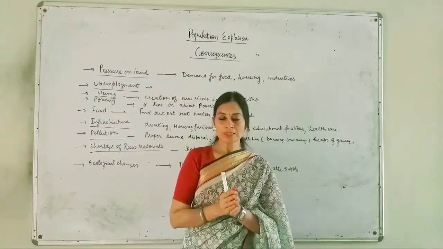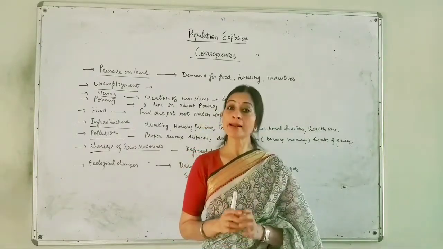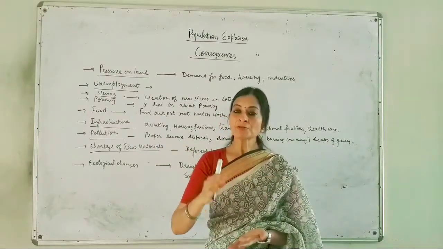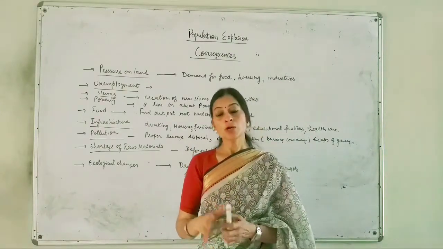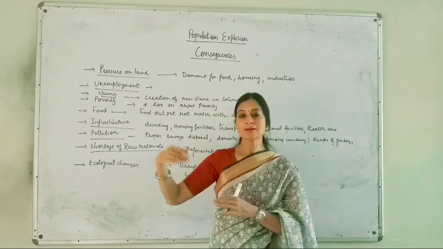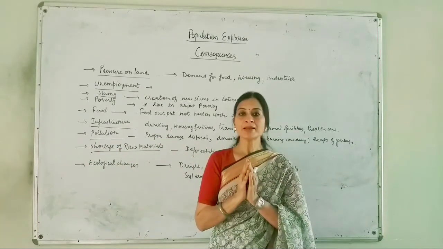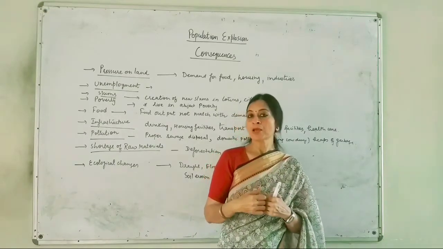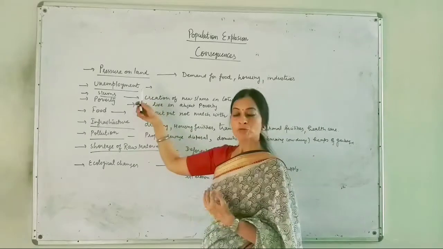All these consequences are actually based on the fact that resources are limited. The space where people have to live is limited. The space from which people want to grow or get their food is limited. So these limited resources, limited raw materials, and on the other side the growing demand, are the two unbalanced things which our country is facing today. The various consequences are written on this board, and we have to discuss them one by one.